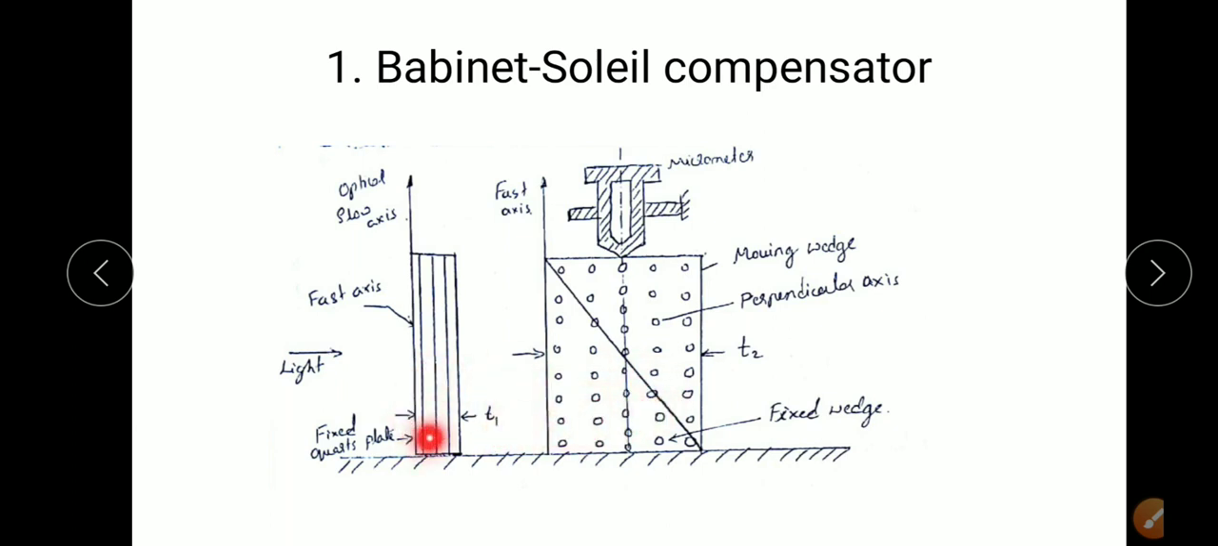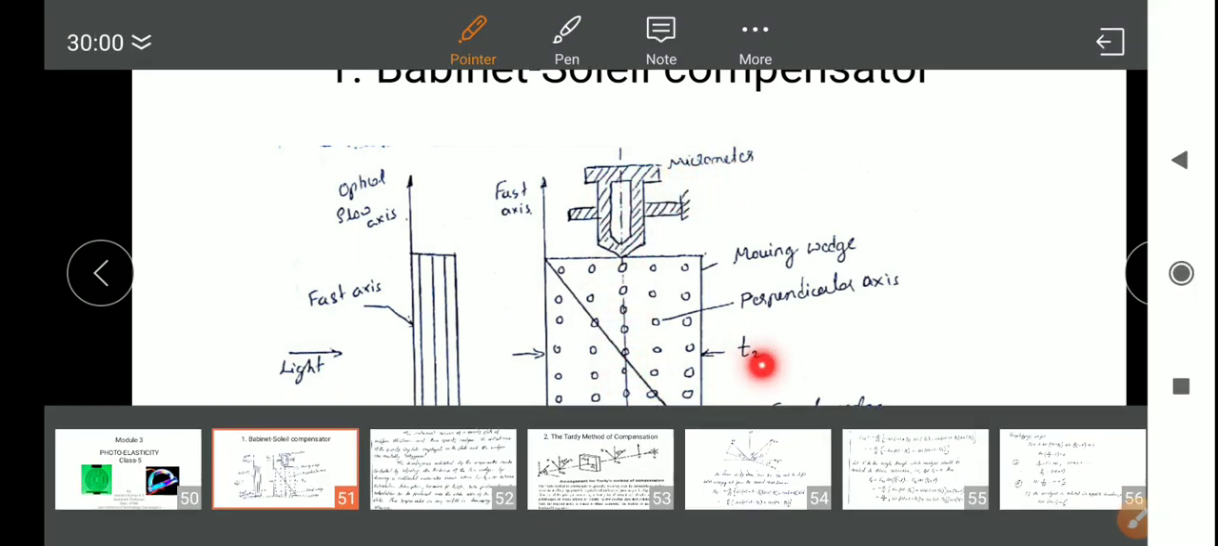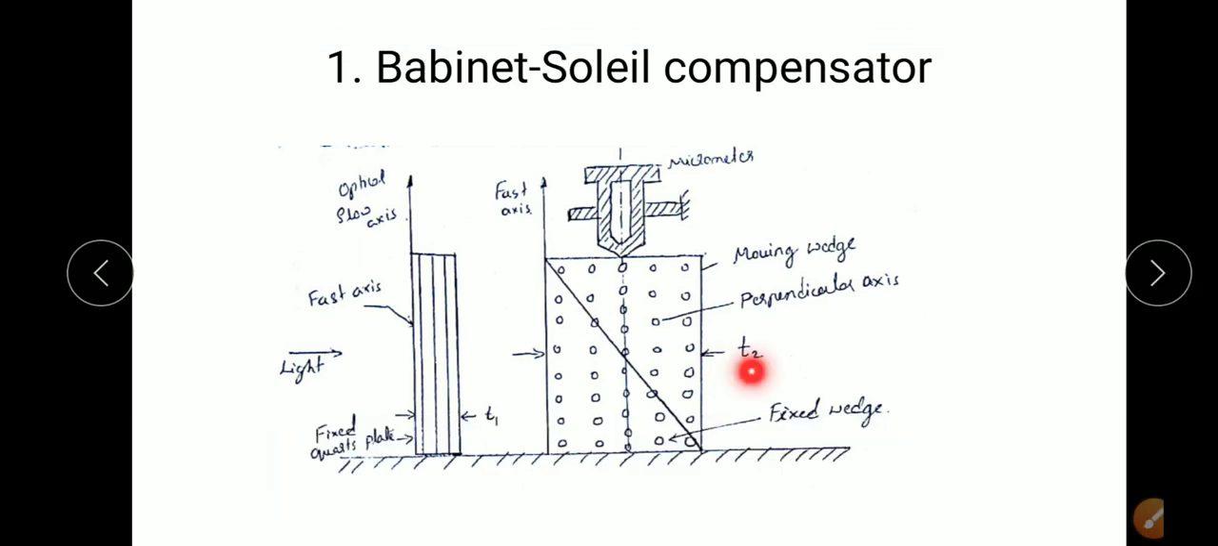This quartz plate is stationary, there is no movement, but for these two quartz plates, by using this micrometer you can adjust the thickness, this T2 value. If you rotate the micrometer, the quartz plate moves upward or downward, so the T2 value changes. This is the T1 value and the T2 value. Why is it required? Consider T1 equal to T2.